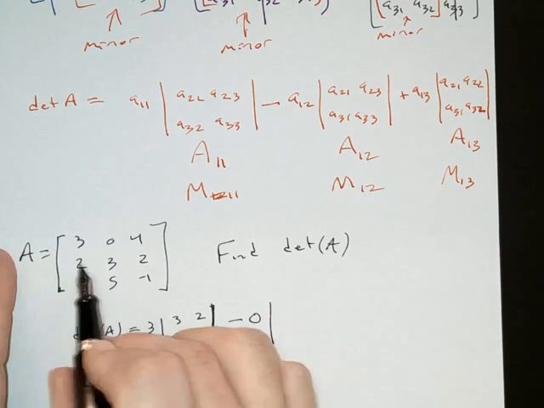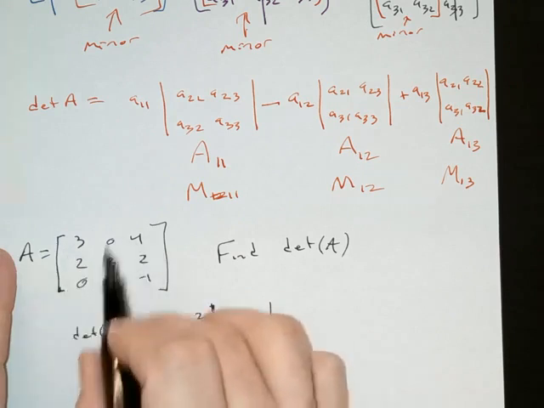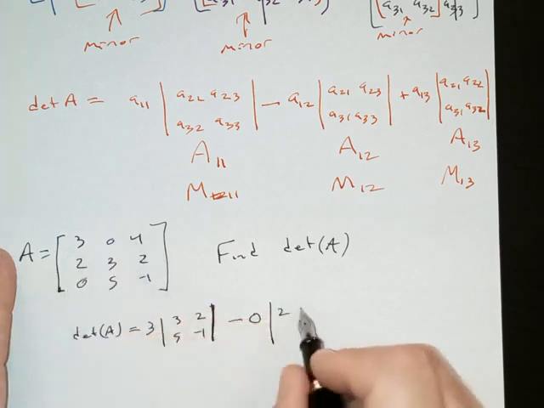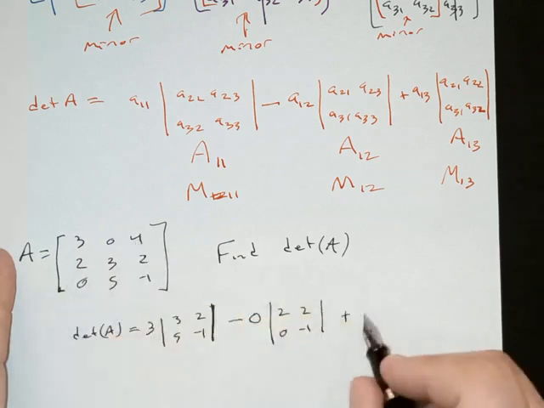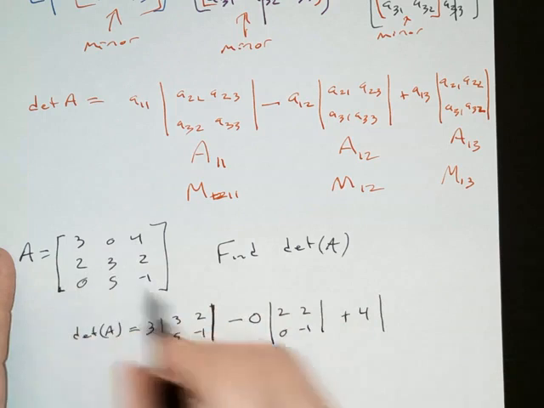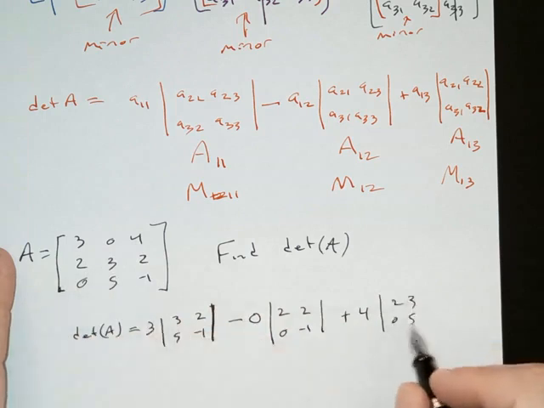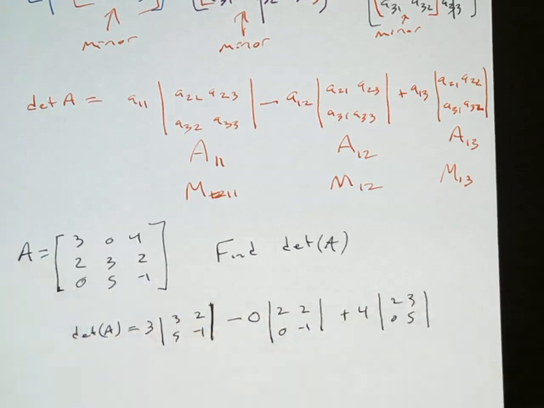0 times. This time it's the cross out the first row and the middle column. So I'm left with 2, 2, 0, negative 1. Plus 4 times 2, 3, 0, 5. And for each of those 2 by 2s, it's AD minus BC. I really don't care what the middle one is because I'm multiplying by 0. But I'm just going to be anal retentive and do them all anyway.